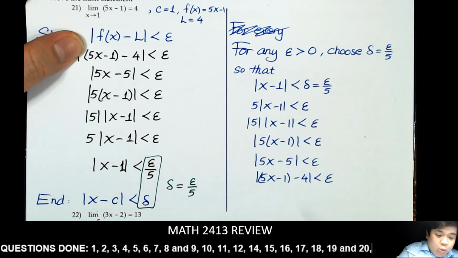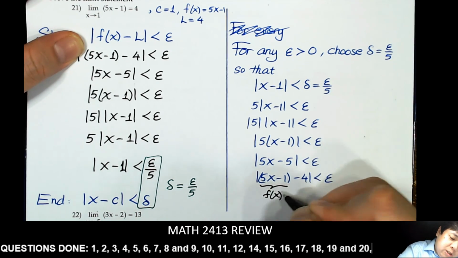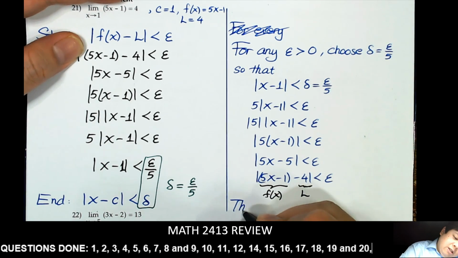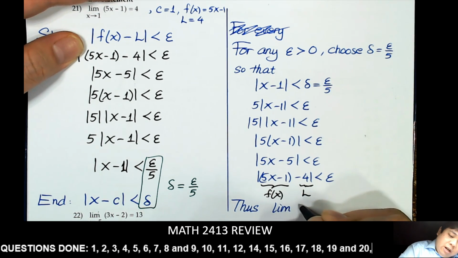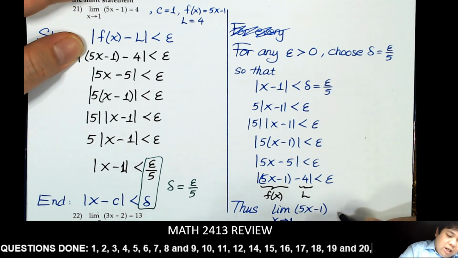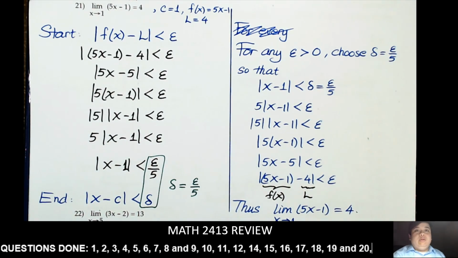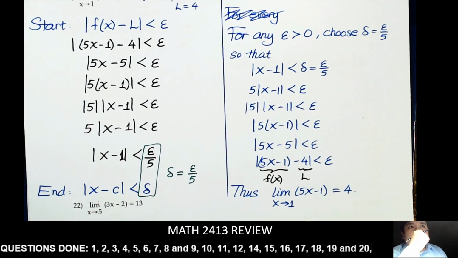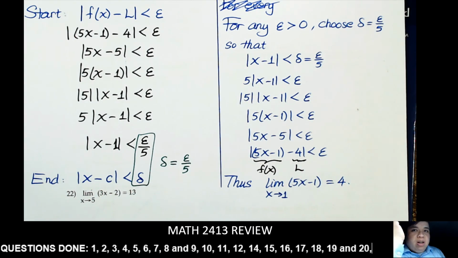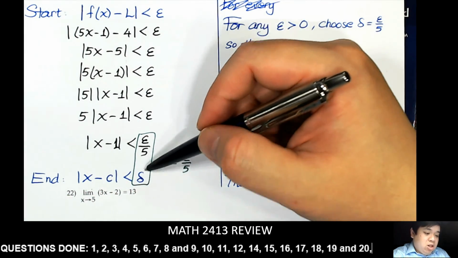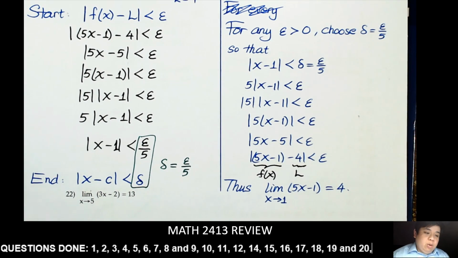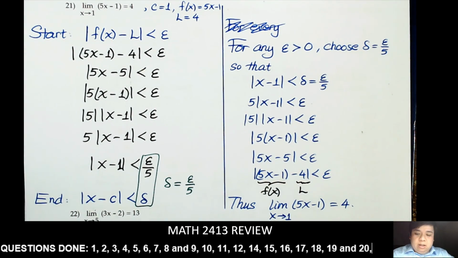And here note that what we have here, this is the function, and this is L. Thus the limit of 5x minus 1 when x approaches 1 is equal to 4. So that is the proof. To write this is kind of backward. So the sketch, we start from here, and when we get x minus c less than delta, we can match them, and we should have delta equal to epsilon divided by 5. And with that, we write everything in reverse, and we have the proof.